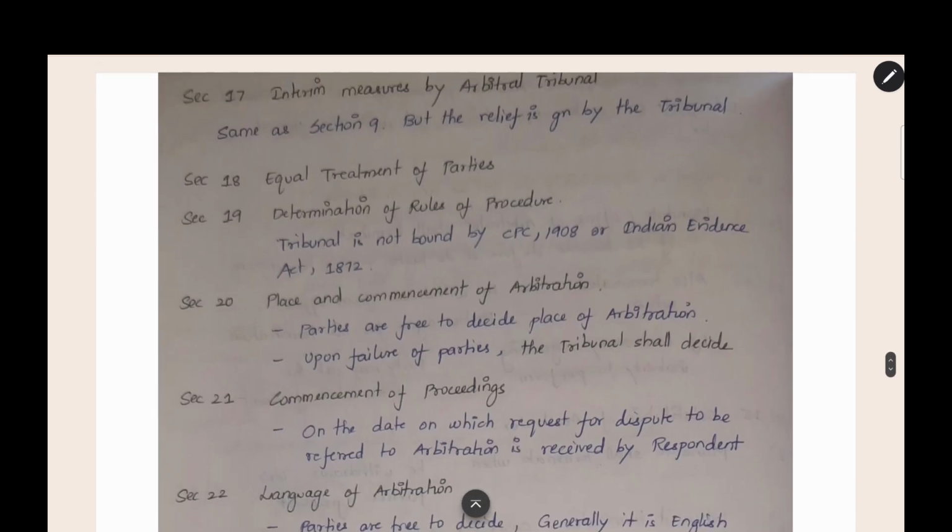The next section is section 17, interim measures by arbitral tribunal. Like we saw in section 9, like preservation of subject matter, appointment of receiver, appointment of guardian for unsound person. Like that, these are the measures. It is the same as section 9. Section 17 also contains these measures, but these will be provided by the arbitral tribunal. Under section 9, it will be given by the court. This is the difference. But mainly all the contents are the same.